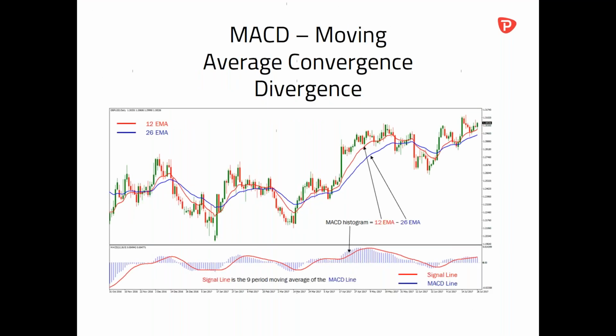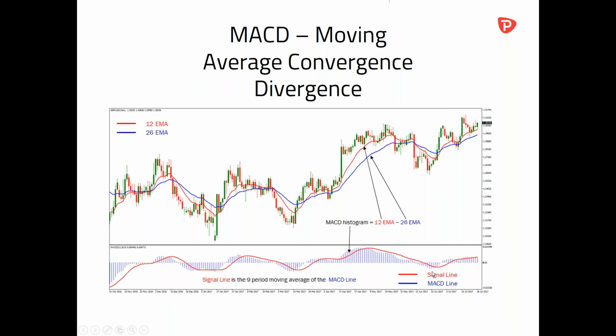Okay, so again, just quickly, the histogram basically measures the distance between the fast EMA and the slow EMA, the 12 EMA and the 26. As the fast EMA accelerates away from the slower EMA, the histogram gets bigger. And as it starts to slow down and come towards the slower EMA, the histogram gets lower until they eventually cross. And then the histogram starts the same process underneath the zero until the fast moving average again crosses above the slow moving average.